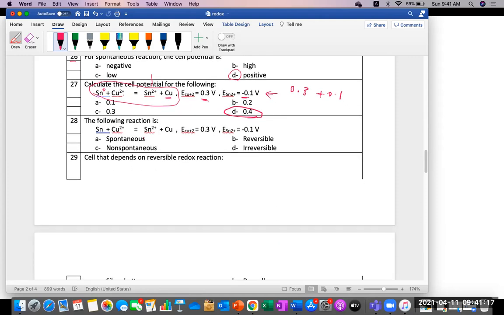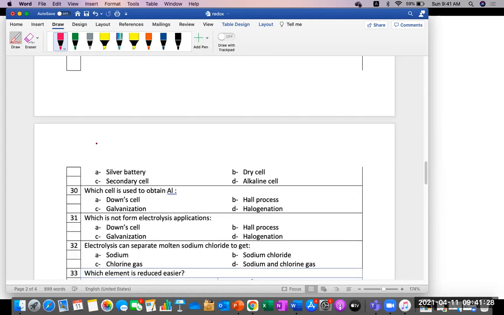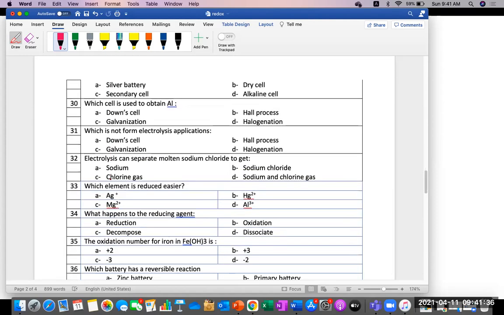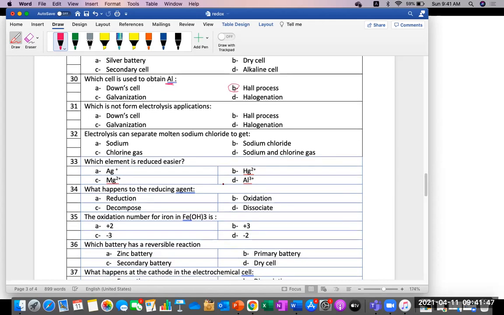For the same cell, he asked if this cell will be spontaneous or non-spontaneous. We calculated before and it was a positive value, so this one will be spontaneous. Cells that depend on a reversible reaction are secondary cells. Which cell is used to obtain Al? To obtain Al in industry, we use the whole process, which is electrolysis of Al. Which is not an electrolysis application? Also, this one is a repeated question.